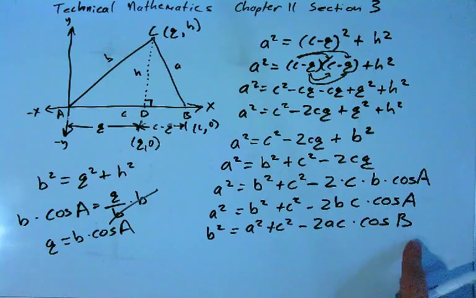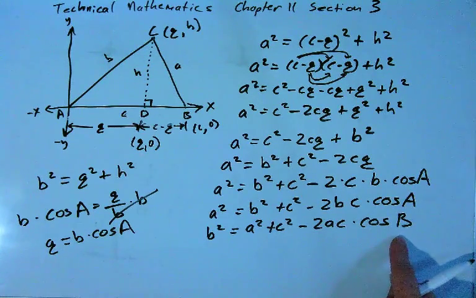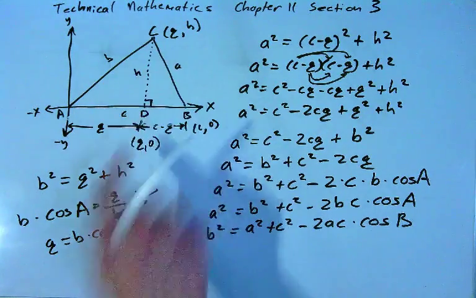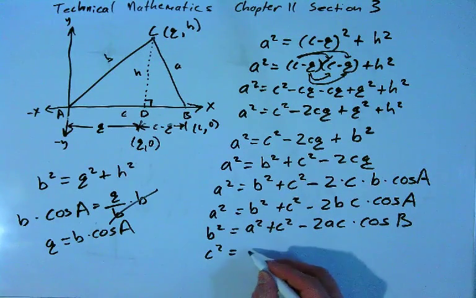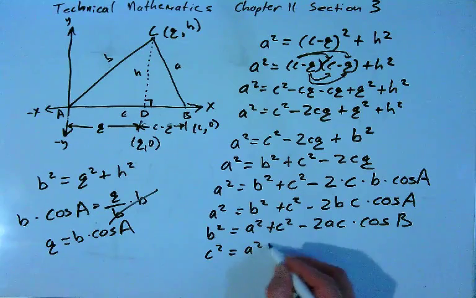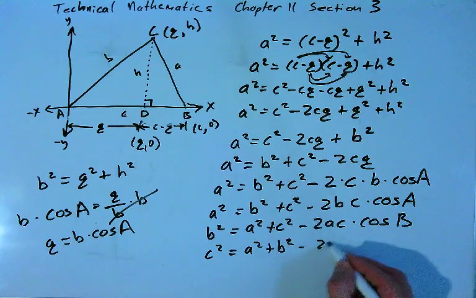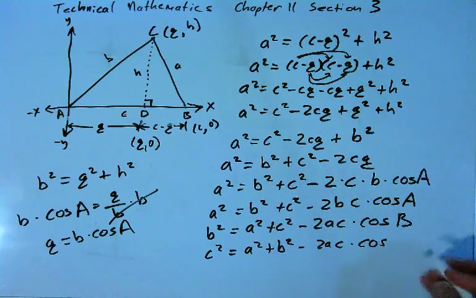This is another version of the law of cosines that I could have derived if I had drawn the height in a different location. I also could have gotten C squared equals A squared plus B squared minus 2AB times the cosine of C. And these are the three versions of the law of cosines that we're interested in.